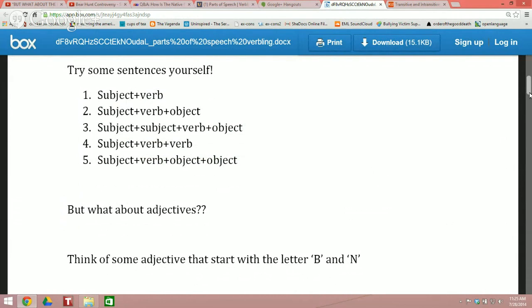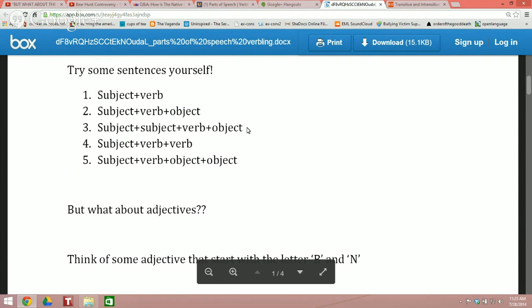But you have to be careful because if I give you number 1, you have to make sure to choose a verb that does not need an object. So like we were just talking, don't choose a verb that needs an object because this sentence structure does not allow you to put one in. Number 2, you have to choose a verb that can take an object.